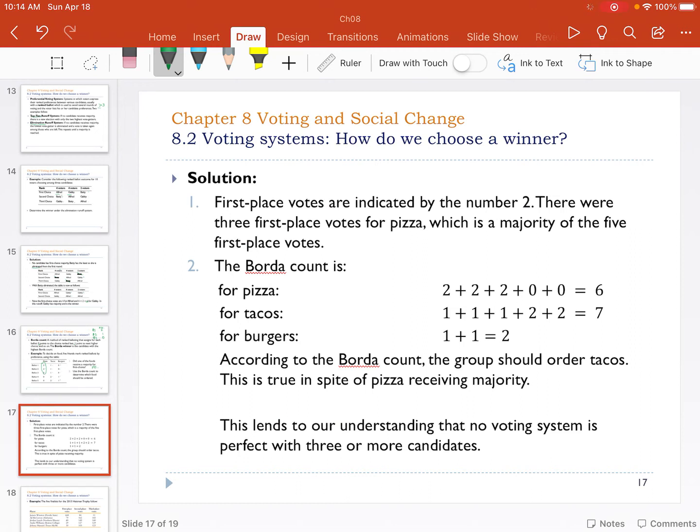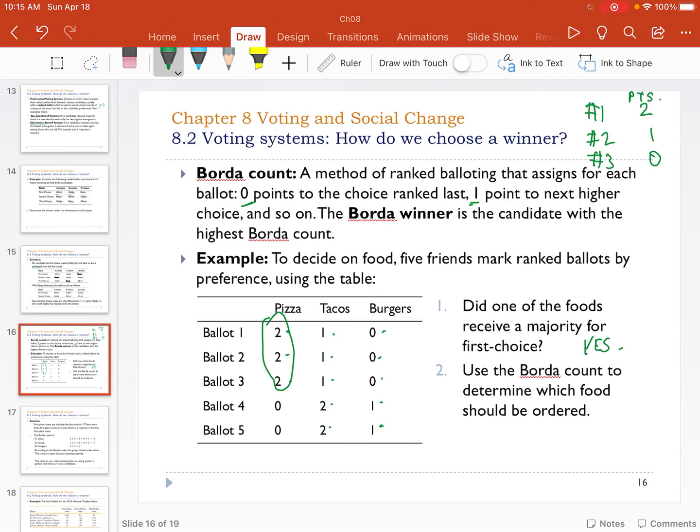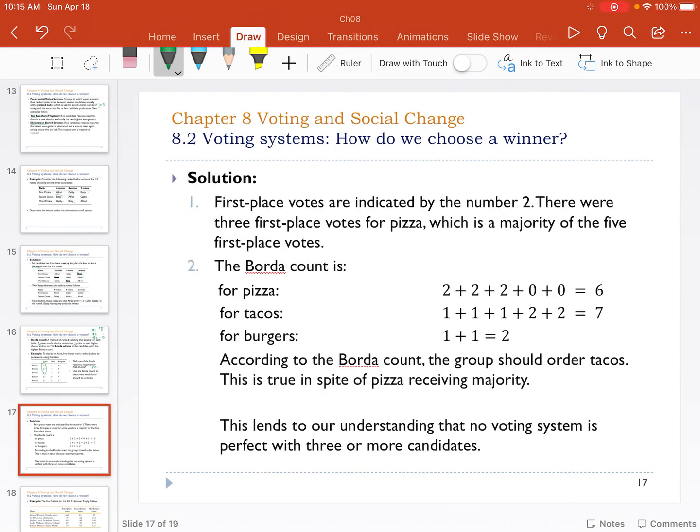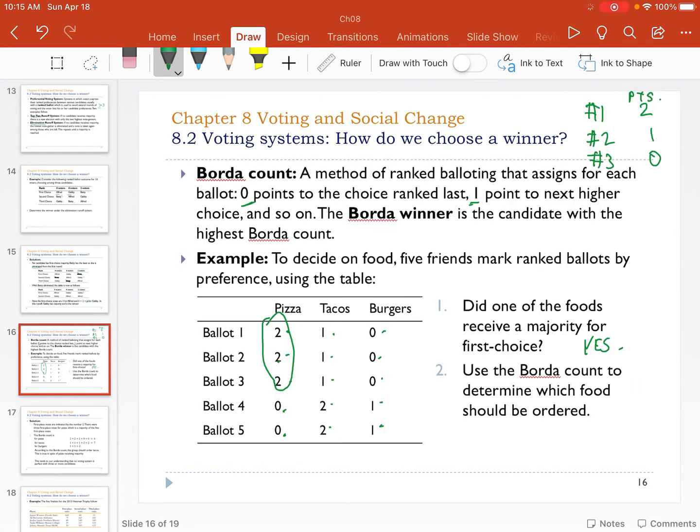Maybe, maybe not. Now, here comes the Borda count. You add up the points. That's it. You simply add up the points. So, for example, pizza: 2 plus 2 plus 2 plus 0 plus 0 is 6.